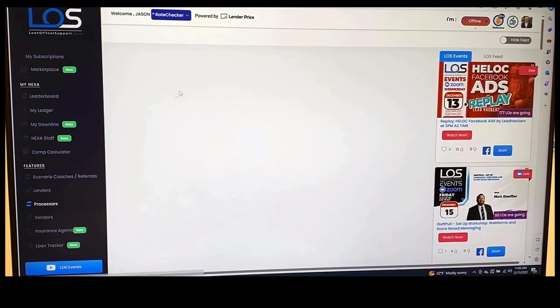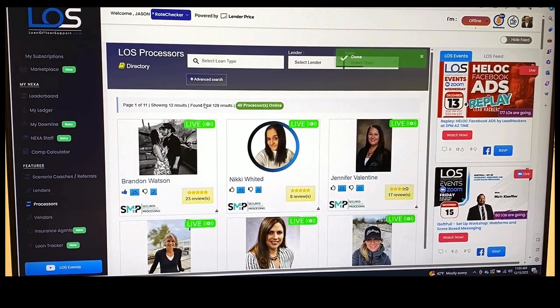So then processors, we work with contract processors here. The clients pay the contract processor fee. We have 128 processors that are available. Again, thumbs up, thumbs down. They're live and available to take calls from you.